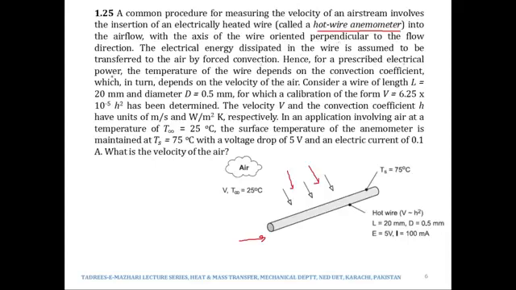Hence, for a prescribed electrical power, the temperature of the wire would depend upon the convection coefficient, because it would depend on how much energy is being convected away by air, which in turn would depend upon the velocity of the air. If the air is moving with a lower velocity, then it will not be able to convect away large amounts of energy as heat. Whereas if the air is flowing with higher velocity, then it will be able to take away large amounts of energy as heat.